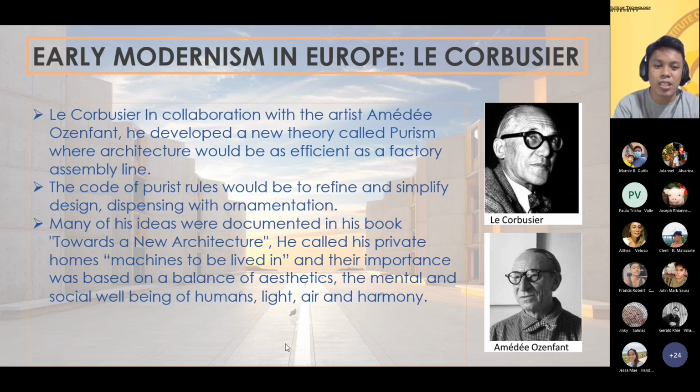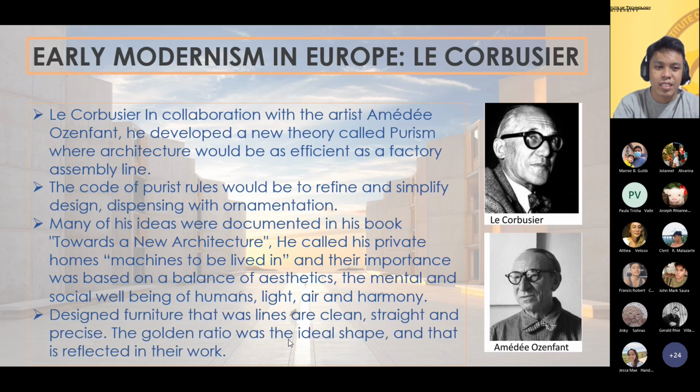His discussions were about how they come up with those designs, and about the home, which he called a machine to be lived in. Okay, design furniture at the same time during the purist style: lines are clean, straight, and precise. The golden ratio was the ideal shape, and that is reflected in their work.